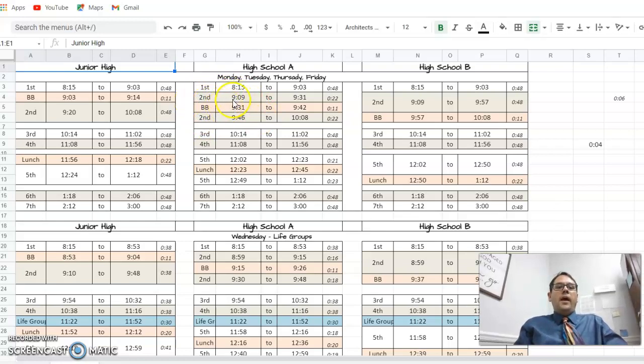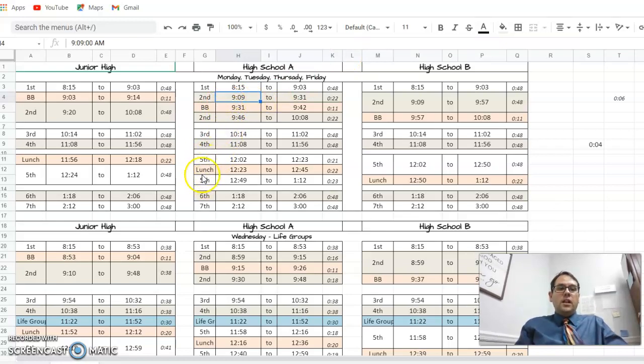Okay, how do you know if you are in high school A or high school B, or junior high for that matter? It depends on your second period. So if your second period is a ninth and 10th grade class, you are in high school A. And if it's a 11th and 12th grade class, you are in high school B. So that is for breakfast break during second period. The same goes for lunch.